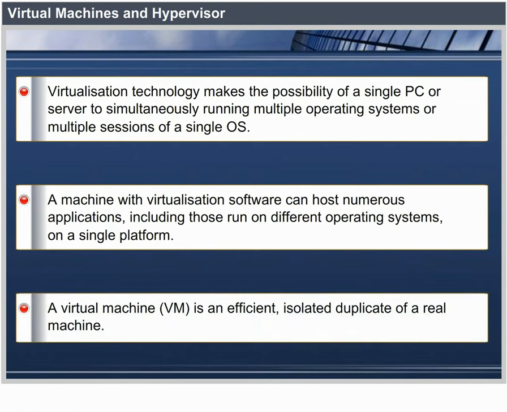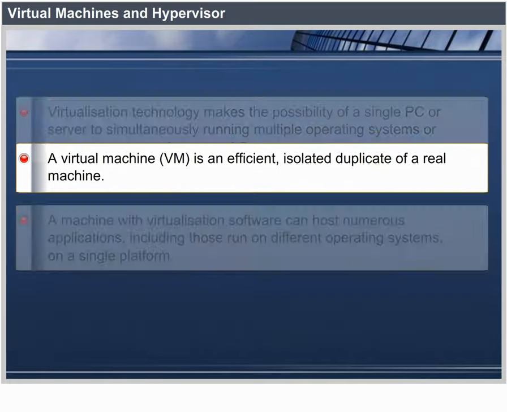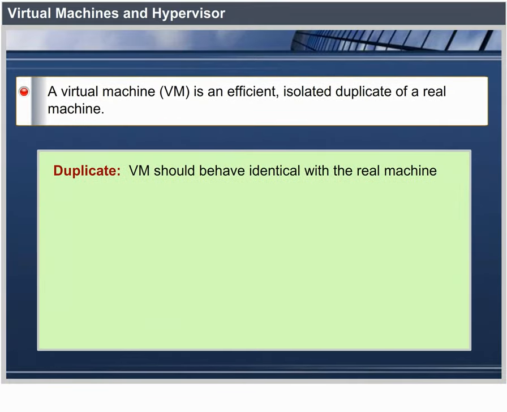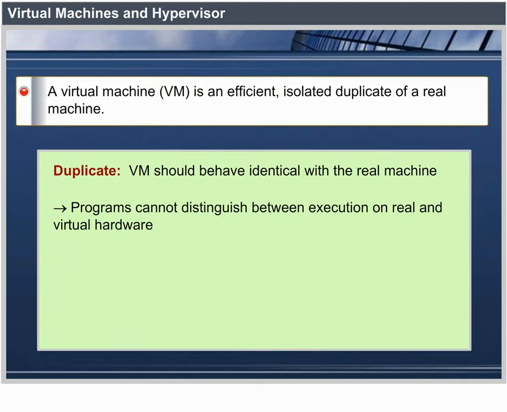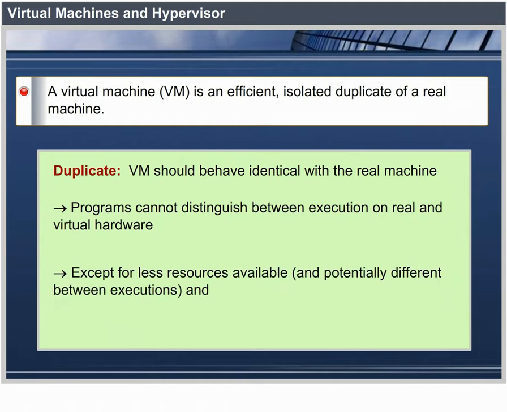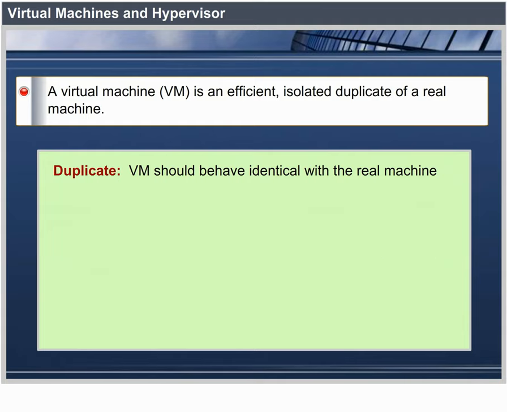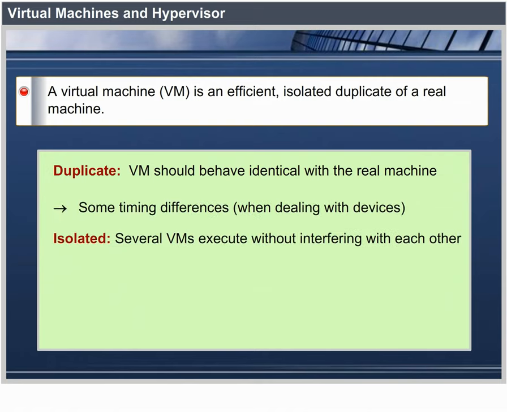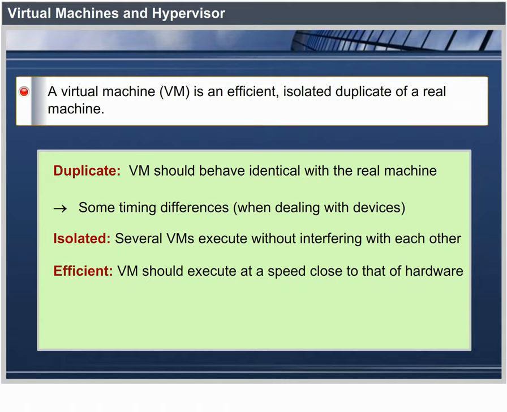Duplicate. A VM should behave identically to the real machine. Programs cannot distinguish between execution on real or virtual hardware, except for less resources available and potentially different between executions, and some timing differences when dealing with devices. Isolated. Several VMs execute without interfering with each other. Efficient. A VM should execute at a speed close to that of hardware. This requires that most instructions are executed directly by real hardware.